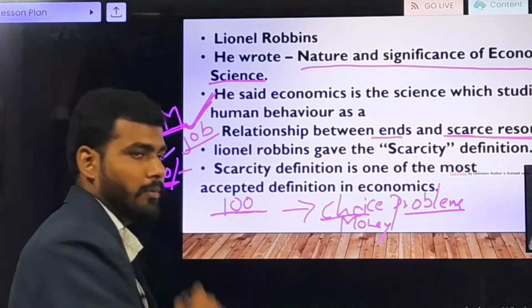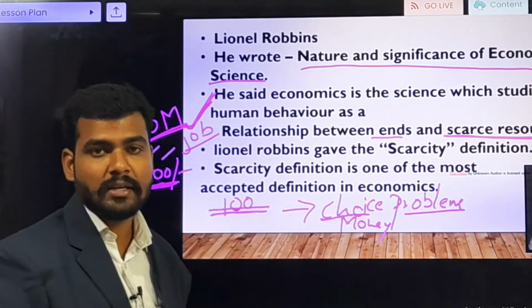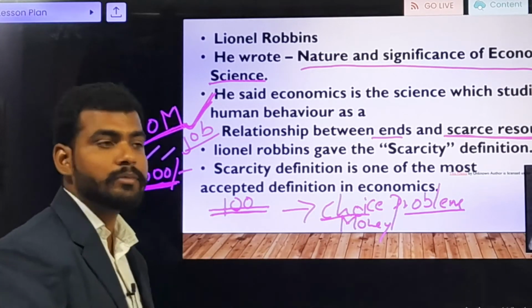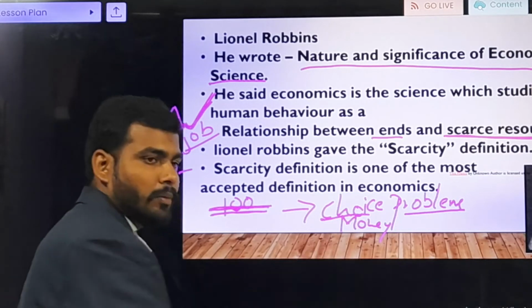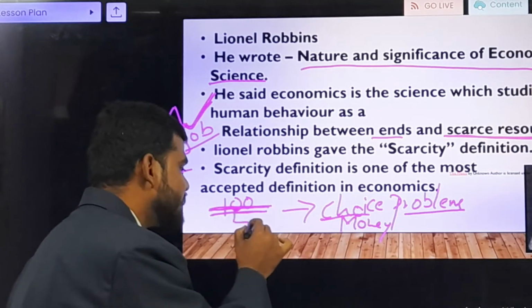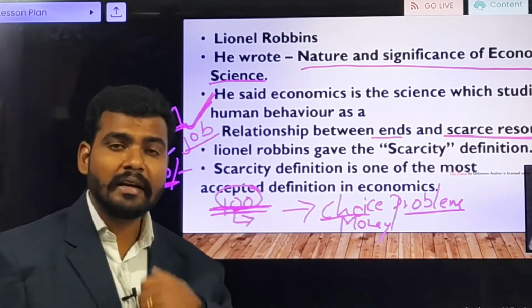This is the choice problem. You have only limited and scarce resources, and on what items should you use these limited and scarce resources? This is the choice problem. You should spend on your necessities first. If you have 100 rupees, you should spend on your necessities first.